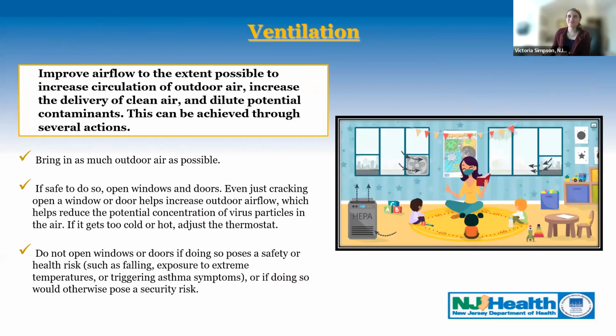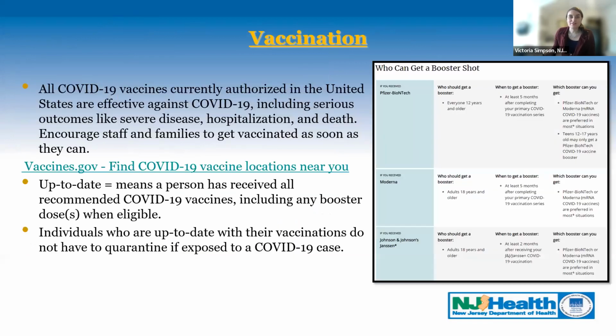So hello, everyone. Now we're going to be talking about ventilation. I know that in part 1, we covered ventilation extensively, so we're not going to be covering it additionally today. I do just want to point out that the New Jersey Department of Health childcare guidance does have some additional tips for ventilation if you want to look at those later. Additionally, vaccination is an important layered prevention strategy for childcare centers. All COVID-19 vaccines currently authorized in the United States are effective against COVID-19, and especially severe outcomes, hospitalization, and death. So make sure to encourage staff and families to get vaccinated as soon as they can.